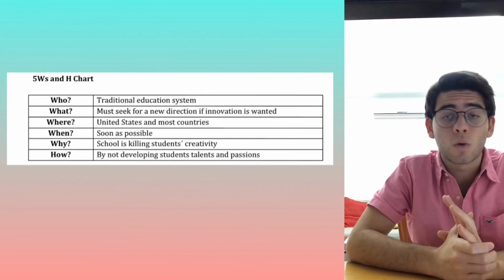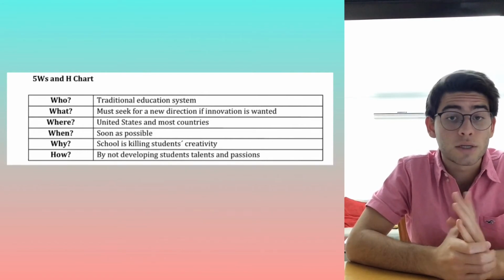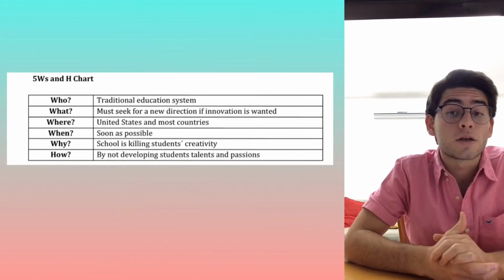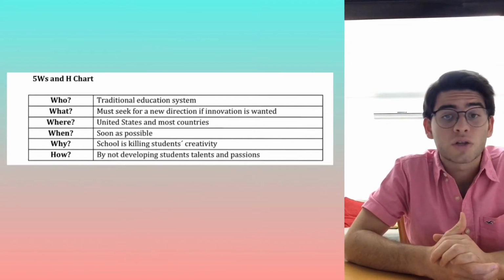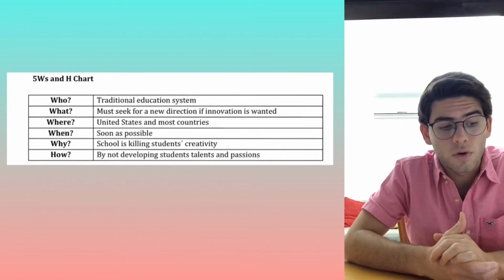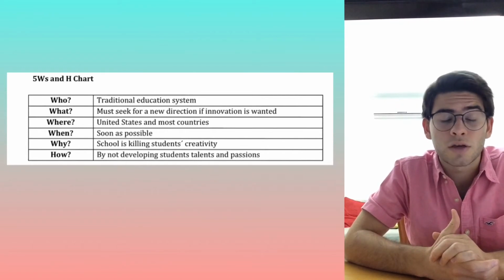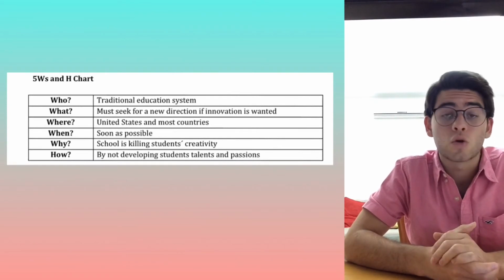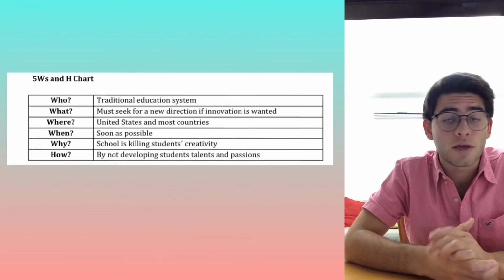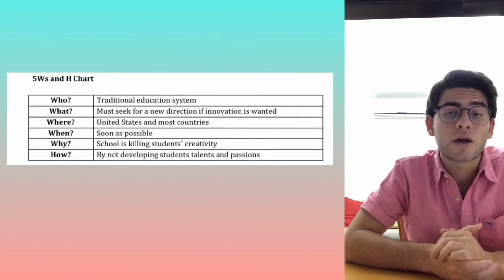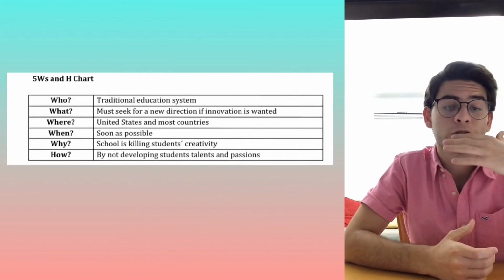What is happening, or what are you talking about? In this case, which is my essay, we're talking about how traditional educational systems must seek a new direction if innovation is wanted. So this is what it's about. Also, where is this happening? In the case of my essay, it is in the United States and most countries.